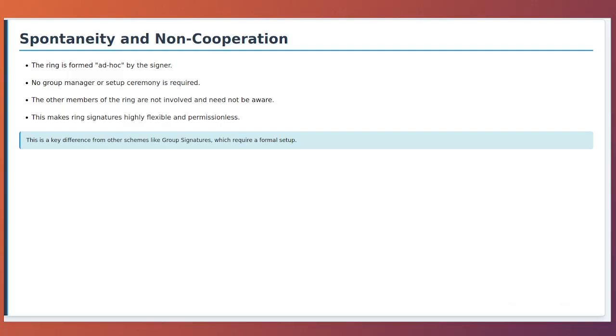They can simply gather the publicly available keys of their colleagues, their managers, or any other group they wish to be associated with, and include them in the signature calculation. This ad hoc and non-cooperative nature is what makes ring signatures so powerful for use cases like whistleblowing. The other members of the ring are completely uninvolved and, in fact, are protected by the same plausible deniability as the true signer, as it's impossible to prove they didn't sign the message either. This contrasts sharply with group signatures or multi-signatures, which require formal setup and cooperation among participants.